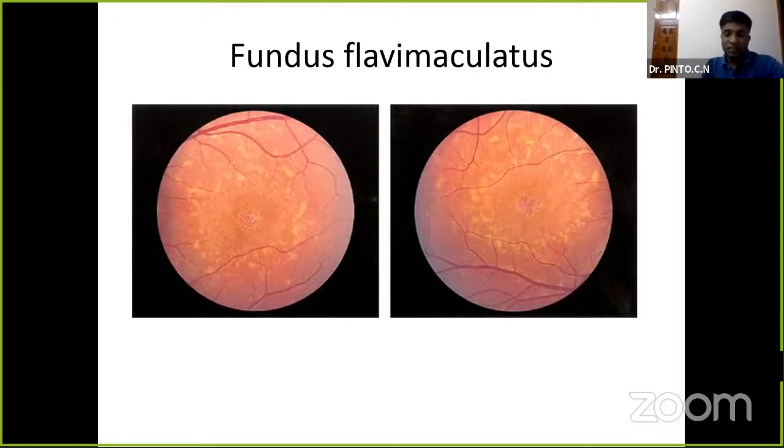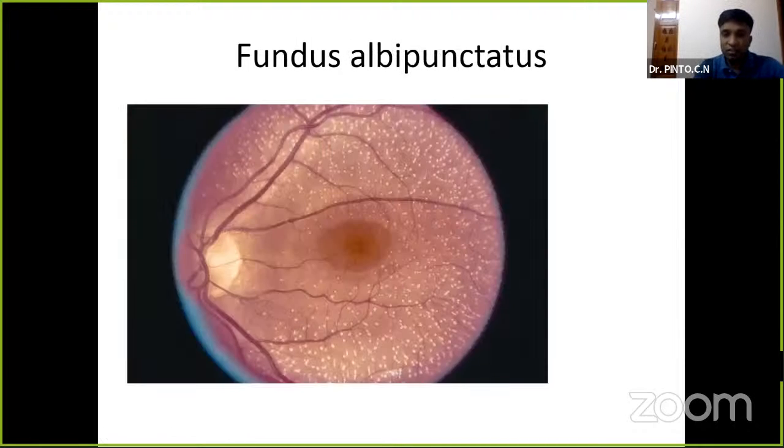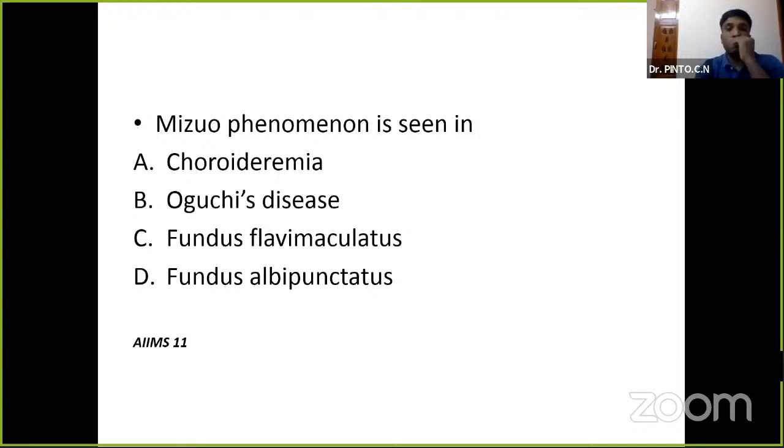In Stargardt disease, I told you, right, that is also one of the causes for bullseye maculopathy, isn't it? Can you see here? Even the macula is involved. Here there will be lipofuscin deposit at the RPE level. Again, this is very important for the exam: a beaten bronze appearance, or snail slime appearance. These are the yellowish lipofuscin deposits seen in the case of fundus flavimaculatus. So with this, you should remember what is Oguchi's disease and where you see the Mizuo phenomenon.